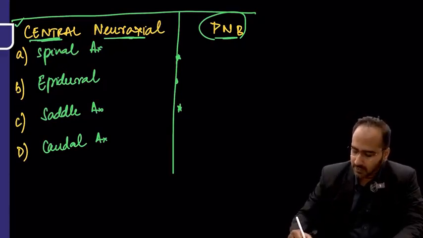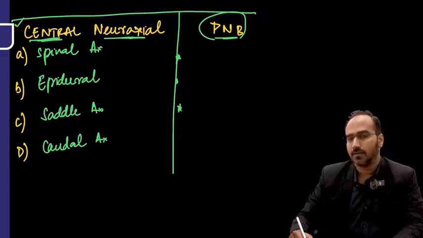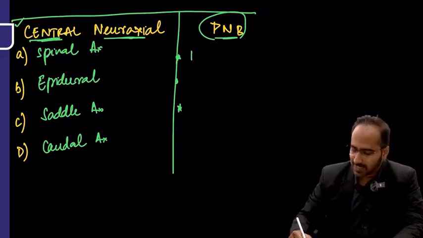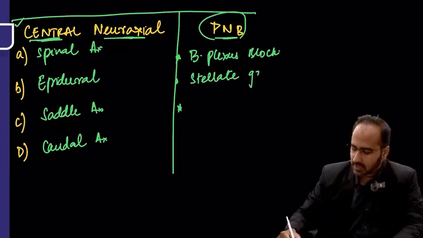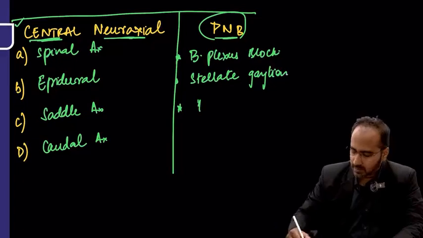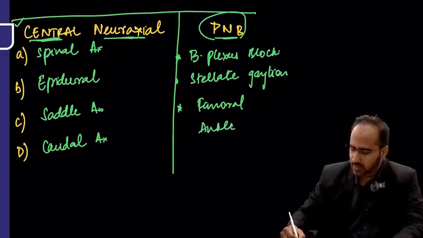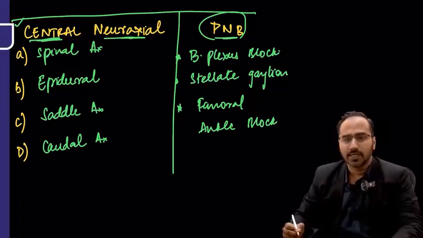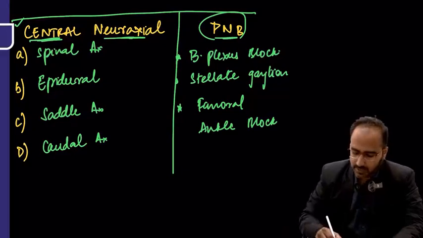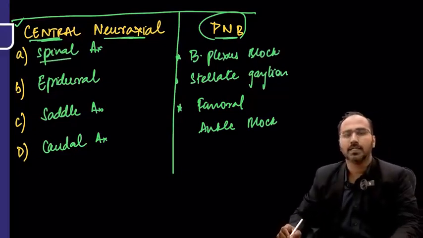Whereas in peripheral nerve block, we see nerve blocks involving the different plexuses of nerves. Example, brachial plexus block, stellate ganglion block, femoral plexus block or ankle block. Anyways guys, we need to discuss the central neuraxial block first. In central neuraxial block, we were discussing spinal anesthesia.